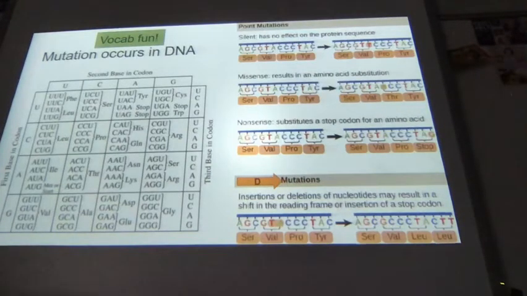What about this bottom one, this letter D? It says insertions or deletions of nucleotides may result in a shift in the entire reading frame, or insertion of a stop codon. Frame shift. There's your frame shift, and those are a hot mess. You can get all kinds of weird proteins out of a frame shift.